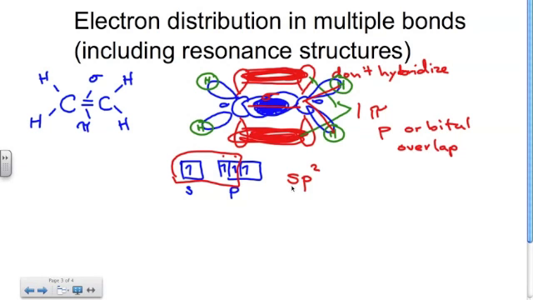So this is why this forms 3 sp2 orbitals and just one good old p orbital, which overlaps to be the pi bond. Now, what happens if we have a triple bond?